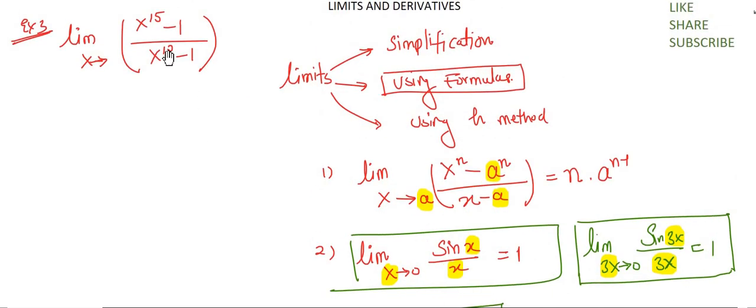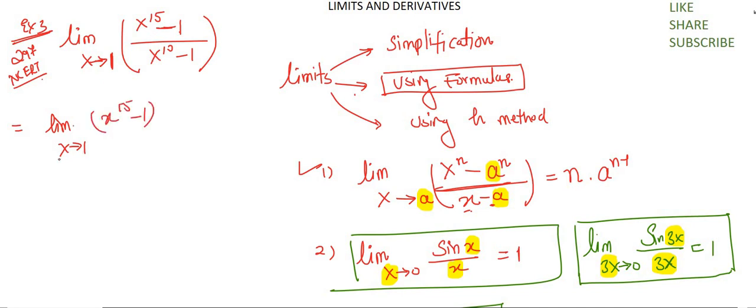Now we will try to solve this question. Example 3 you will find on page number 297 of NCERT. Okay. So in this, I feel it is closest to this one, but there is no x minus a in the denominator. So let's try to do manipulation. This is limit x going to 1. So limit goes to both, x raised to power 15 minus 1 on top, and down also limit x going to 1, x raised to power 10 minus 1. Okay, that's how we do.